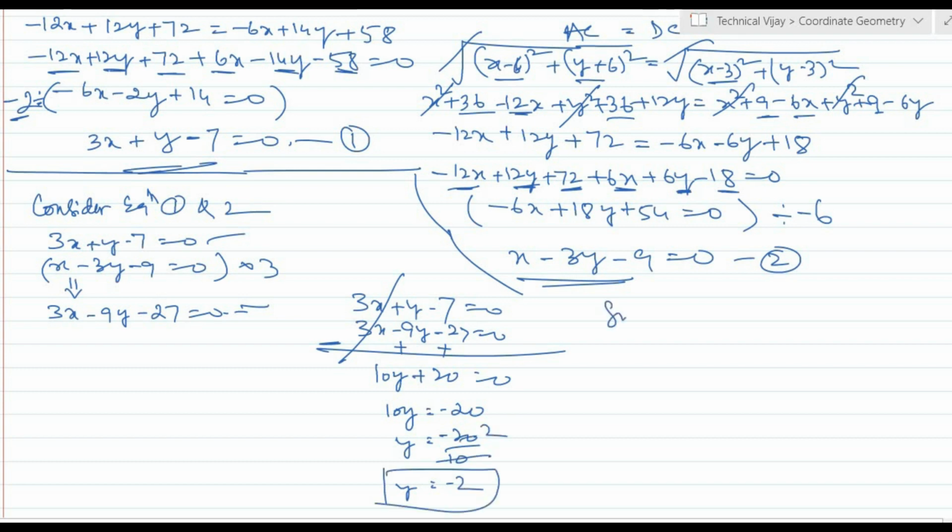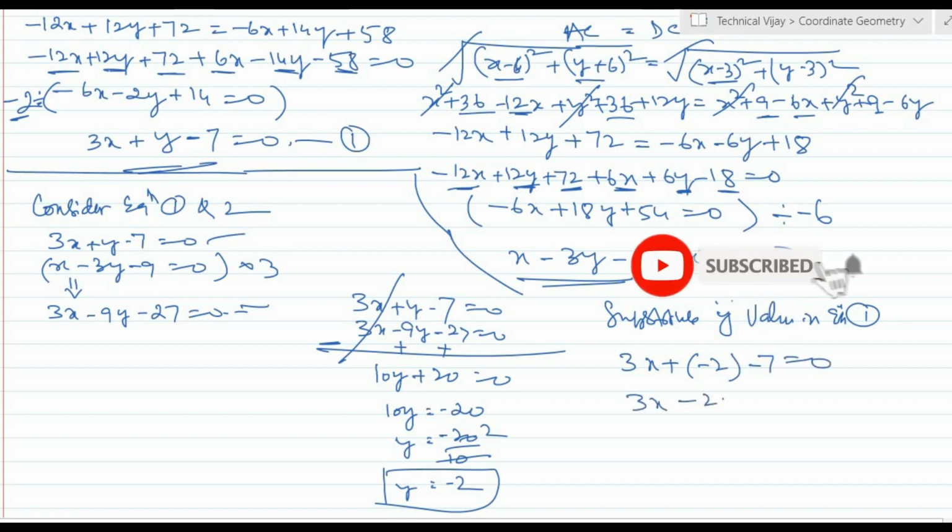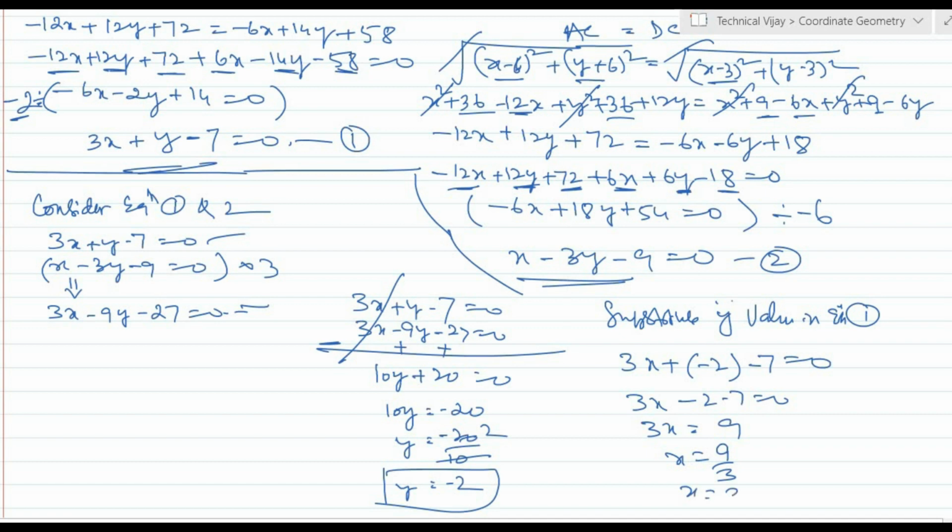So substitute the y value in equation 1. So 3x plus minus 2 minus 7 equal to 0. So 3x minus 2 minus 7 equal to 0, 3x is equal to 9. x is equal to 9 by 3. So x is equal to 3. So here x equal to 3, y equal to minus 2.